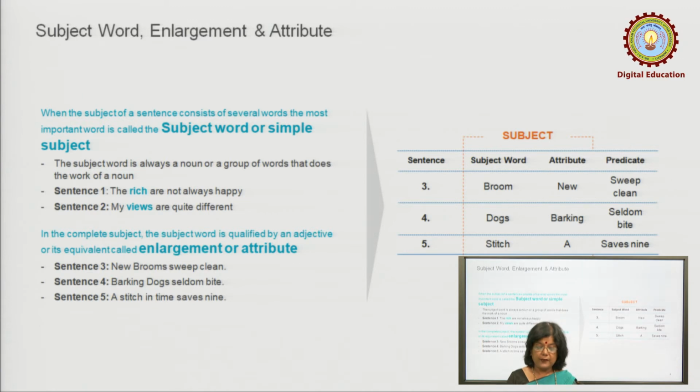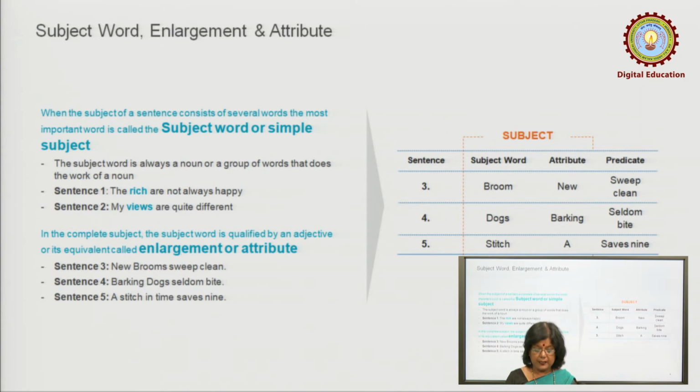So, definitely in both the sentences, in sentence 1, rich will be called the subject word or simple subject, and in sentence 2, views will be under the category of subject word or simple subject.